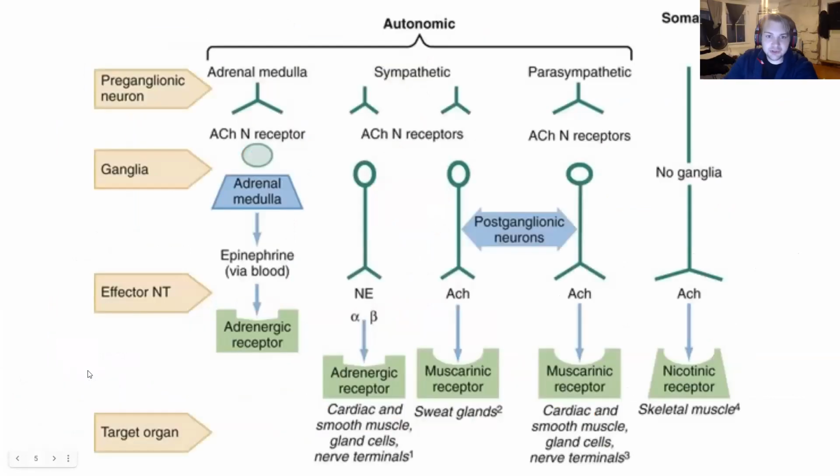Another picture for you, showing again in a different way the different kinds of nerves, where we have our preganglionic neuron, the ganglia, and the effector neurotransmitter in the target organ. What I want you to take note of here is that if you notice cardiac and smooth muscle, gland cells, sweat gland cells, nerve terminals, you can see that the sympathetic nervous system and the parasympathetic nervous system innervate the same areas in the body.